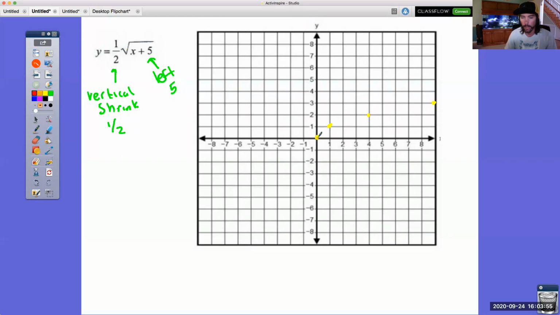0, 0. Watch my pen as I'm speaking. Cut it in half, its height. It has a height of 0. 0 cut in half is still 0. So that one doesn't move vertically. But it does go to the left. 1, 2, 3, 4, 5. So its new position, its new endpoint is -5, 0.